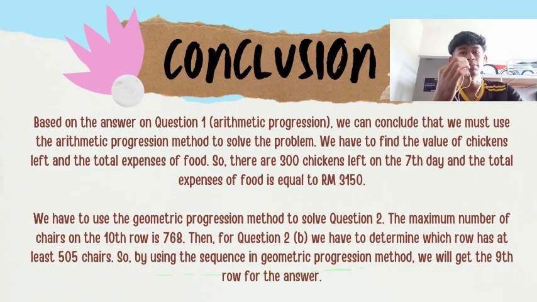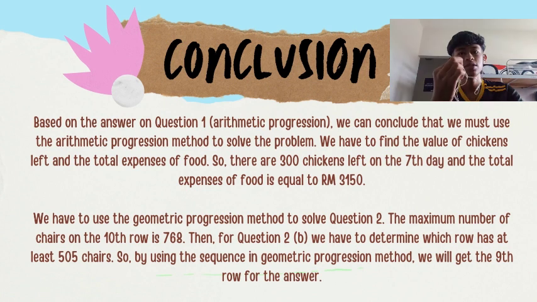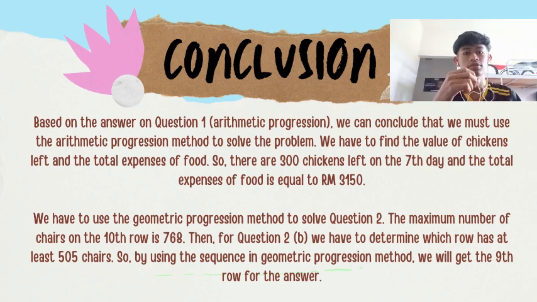So the conclusion that we can make from this presentation is, based on the answer to question 1, arithmetic progression, we can conclude that we must use the arithmetic progression method to solve the problem. We have to find the number of chickens left and the total expenses of food. So there are 300 chickens left on the 7th day, and the total expenses of food is equal to 3,150 ringgit. Then for question 2, we can solve this question by using the geometric progression method.